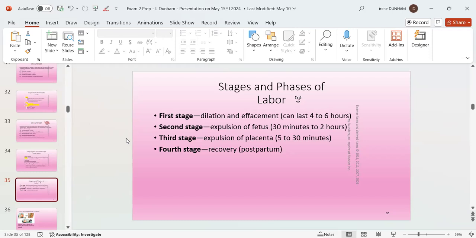We go into the third stage, and that's the placenta. Now, the placenta should never be rushed. The placenta has to come off that endometrium of the uterus. So the contraction helps take it off, and then all of a sudden she's going to feel some pressure, and she'll say, I have to push again, and then she pushes, and then we deliver the placenta.